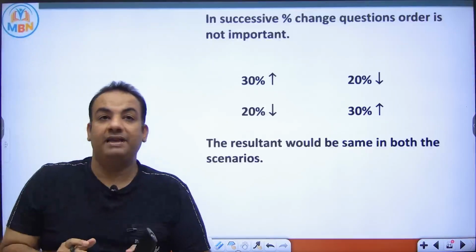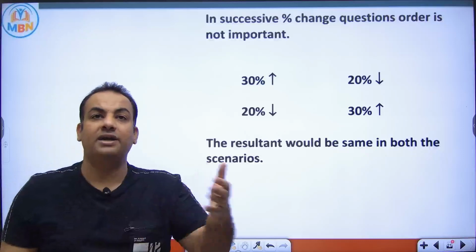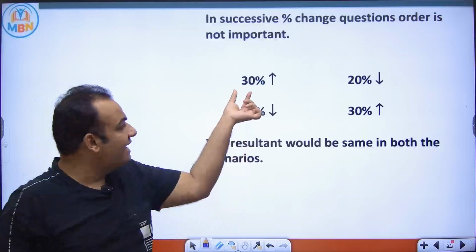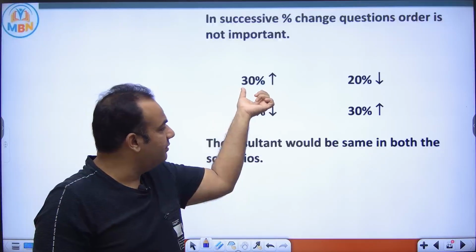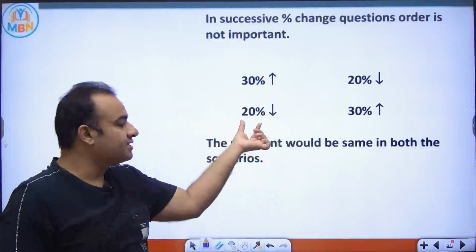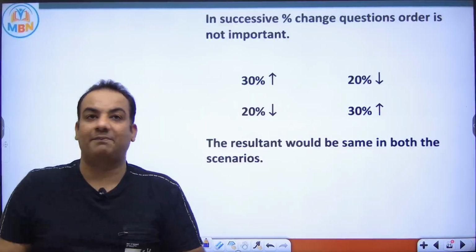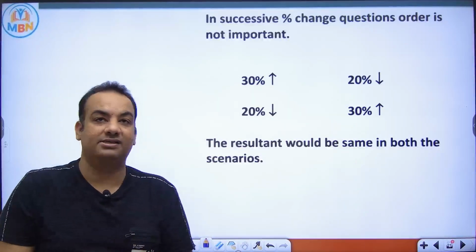Now, please note down, whenever there is a question on successive percentage, order is not important. Whether I increase the first value by 30%, then decrease it by 20%, or first I decrease by 20%, then I increase by 30%, the answer would be the same. The resultant would be the same in both scenarios.